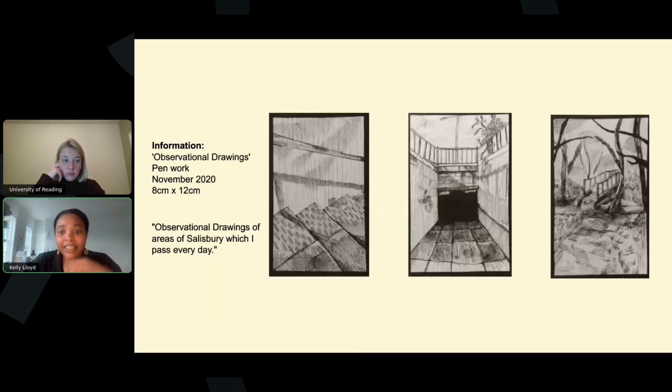So here we have a set of observational drawings, again testing out different things. It shows a high level of skill, but kind of grouping them together so that we can look at them as a set, and being able to group them together on the same slide because they share something in common. This time that they're observational drawings, all made out of pen.